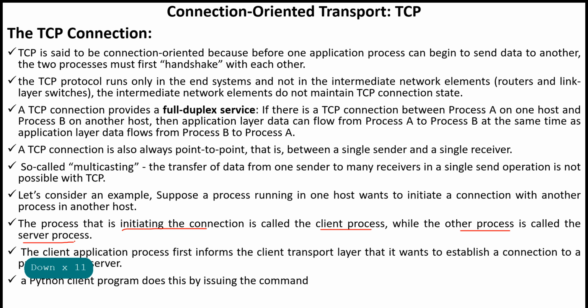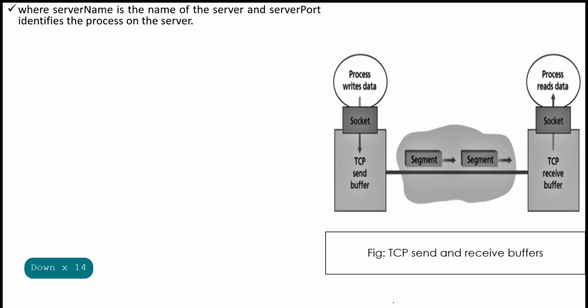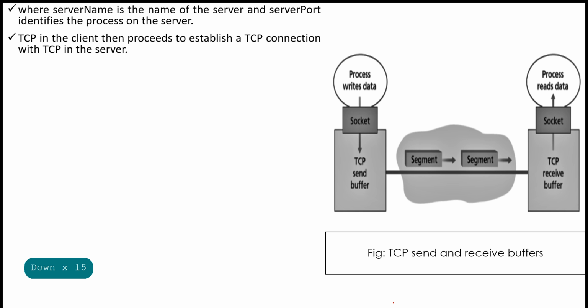A Python client program does this by issuing the command clientSocket.connect(server name, server port), where the server name is the name of the server and the server port identifies the process on the server. TCP in the client then proceeds to establish a TCP connection with TCP in the server.